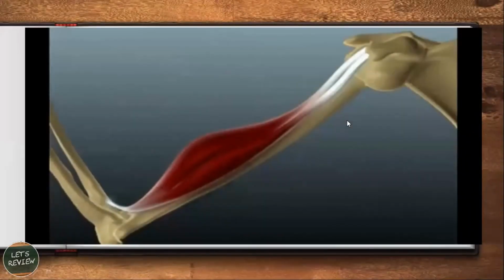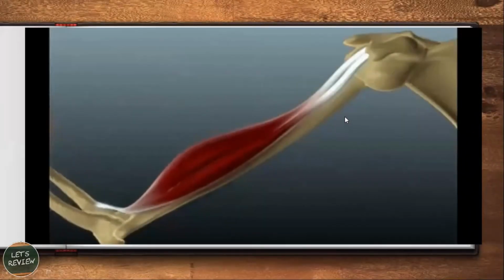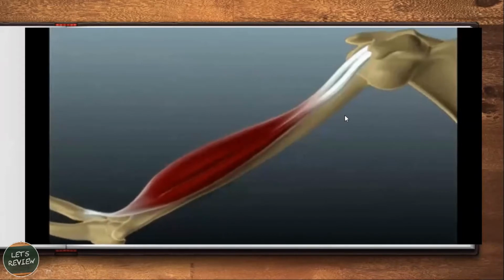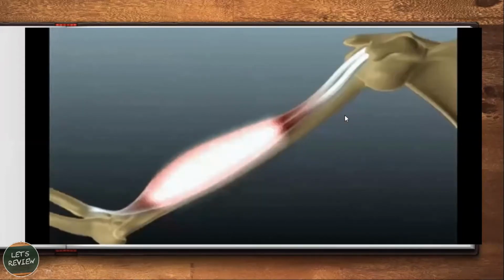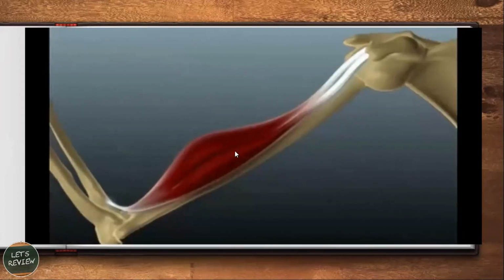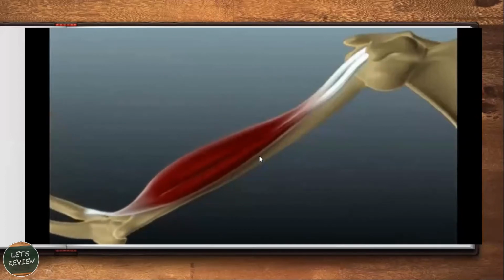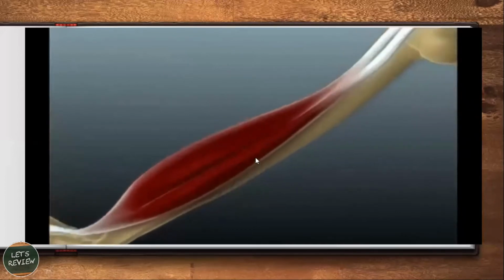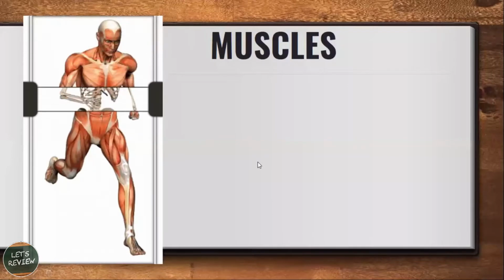Hi there. So, based on the animation that you see there on the monitor, it gives you an idea what we're going to review this day. That is all about muscles, and that is the muscular system of human.